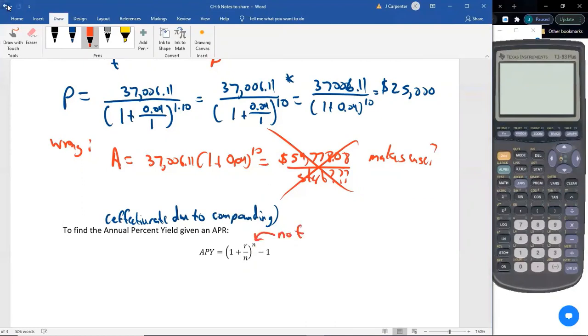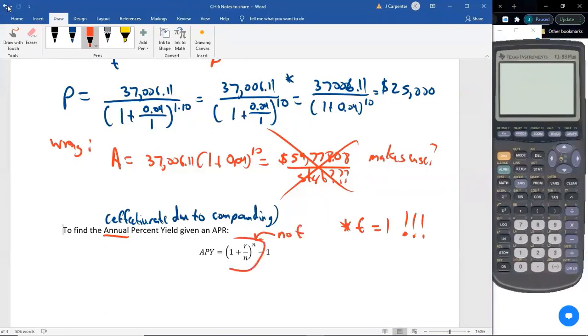And you know why there's no t? Because we're looking at this on an annual basis. That doesn't say "not," that says "no t." The t here is always 1, because we're looking at it on a year-by-year basis. Instead of compounding 12 times in 1 year, what would the effective rate be if we only compounded once that year? So we don't look at this for multiple years, just 1 year.